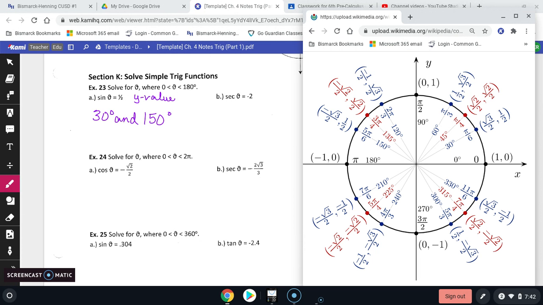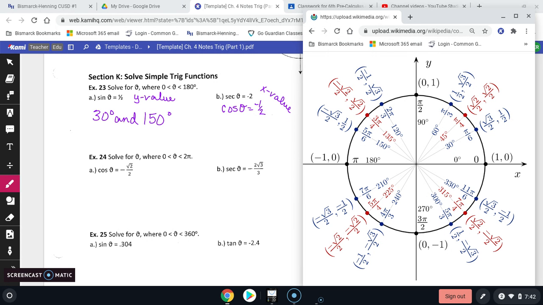Okay, so B then, secant, is negative 1/2. All right, well, we don't have secant, but we have cosine. So cosine, the reciprocal would be a negative 1/2. So that's what we're looking for. Cosine is your x value, so your x coordinate. So look at your x's. You are looking for a negative 1/2.